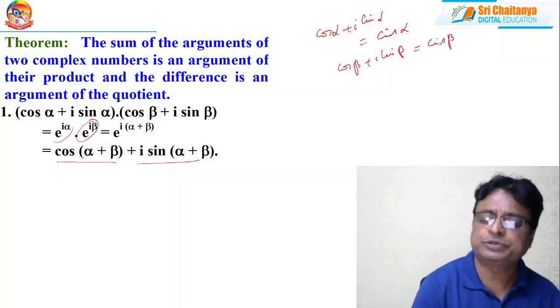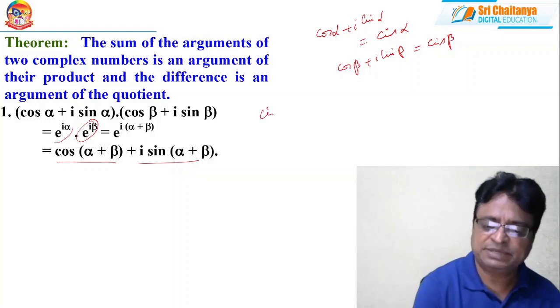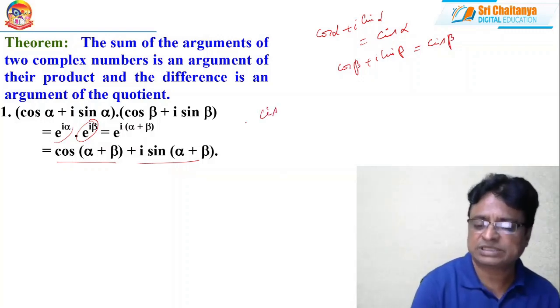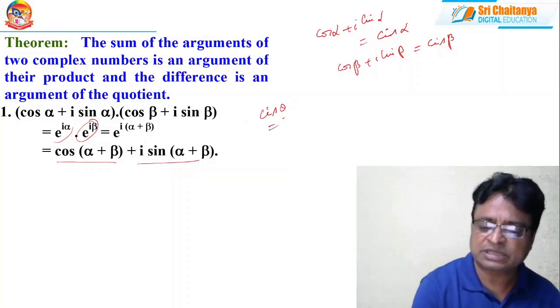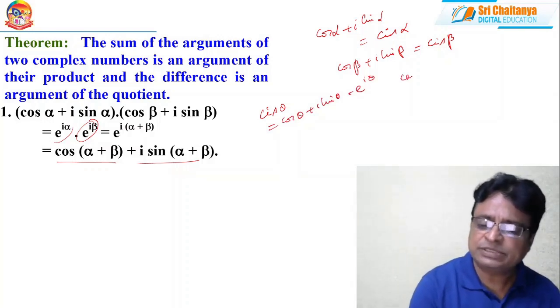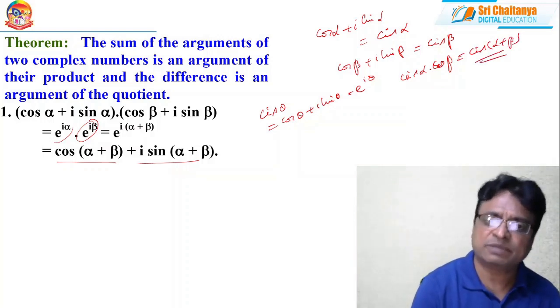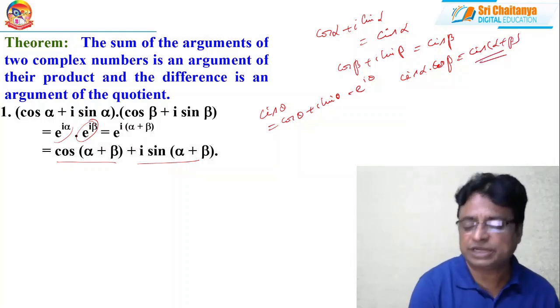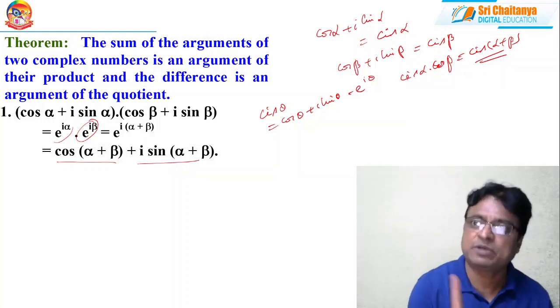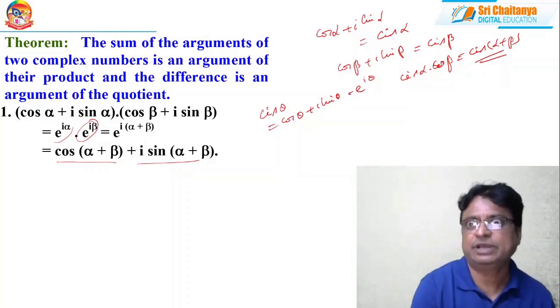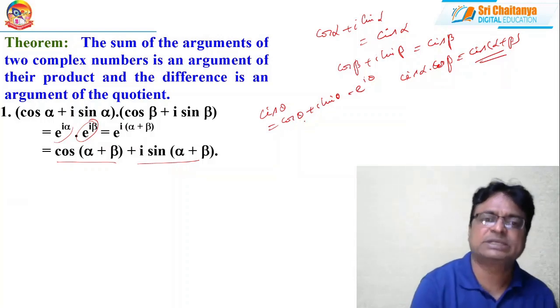Here I introduced a new term, cis. Cis means cos plus i sin. Cis theta means cos theta plus i sin theta, nothing but e power i theta. So cis alpha into cis beta is equal to cis of (alpha plus beta). This is the formula. What is cis of (alpha plus beta)? Cos (alpha plus beta) plus i sin (alpha plus beta). Don't get any confusion, cis is different from cos. So what is cis theta? Cos theta plus i sin theta.